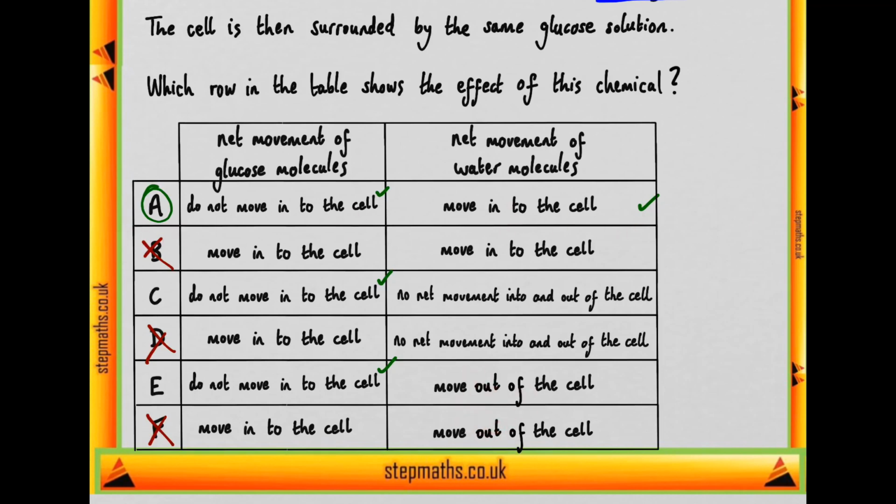A is the only row that shows there's no net movement into the cell of glucose and there is net movement into the cell of water because there is no active transport and there is osmosis. So our answer is going to be option A.